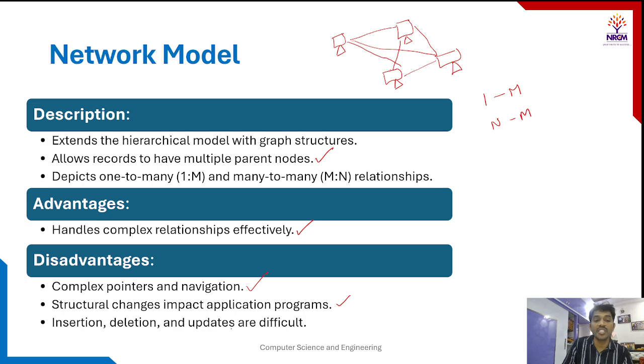And the insertion, deletions and updates are difficult. See, this is the network model. It is going to connect the multiple systems or multiple nodes. It is not easy to manage things. Got it? This way, these are the hierarchical model and the network model. It is not feasible for complex applications.